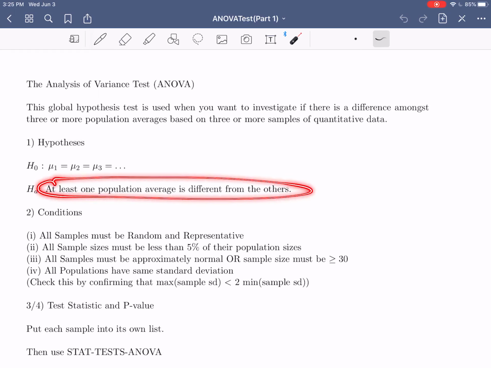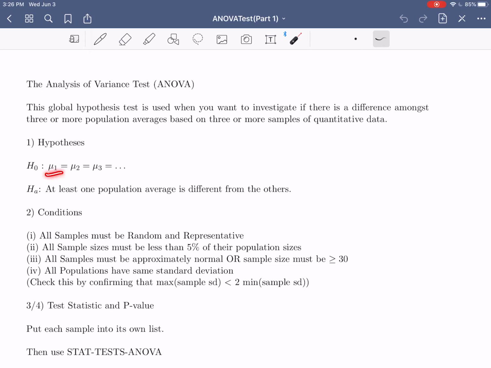What's the alternate going to be? Well, this is a global hypothesis test, so the alternate is very general. It just says that at least one population average is different from the others. Now, this alternate could mean a lot of different things. This could mean that mu1 and mu2 and mu3 are all different from each other. It could mean that mu1 and mu2 are the same, but mu3 is different. It could mean mu1 and mu3 are the same, but mu2 is different. Or it could mean that mu2 and mu3 are the same, but mu1 is different. So again, this alternate is global, right? It's very general here. It's just saying at least one of the averages is different from the others.